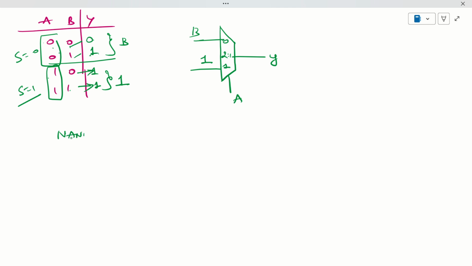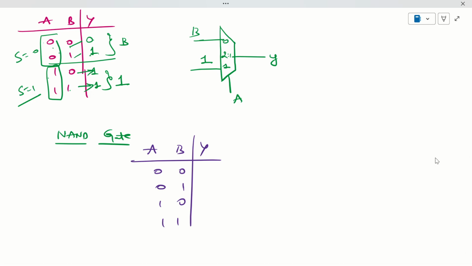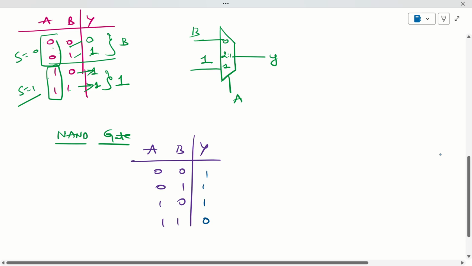One is NAND gate by using 2:1 multiplexer. How do we do it? Same as this. So you should remember the truth tables. A, B, we have one output Y, 0 0 0 1 1 0 1 1. What is the output of the NAND gate? Exact opposite of the AND gate, right? For two inputs 1, the output is 0. Remaining all are 1s. So you take the two input multiplexer.